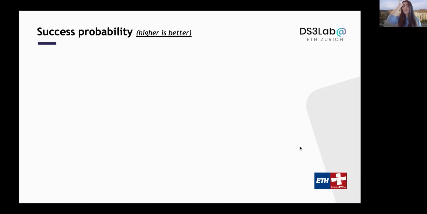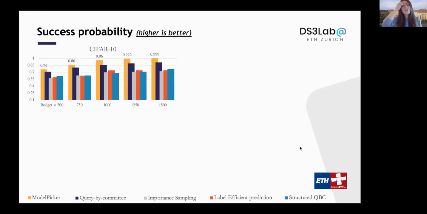So let's take a look at the success probability first. Of course, in this case, I want the success to be as high as possible. For the CIFAR-10 data set, we see that there are significant improvements brought by Model Picker. If you look at the percentages, these improvements are about 5 to 10%. Here I would like to get your attention to query by committee, which is the competing method. This is not the plain method, we adapted all these baselines for this task, but it performs quite competitively.